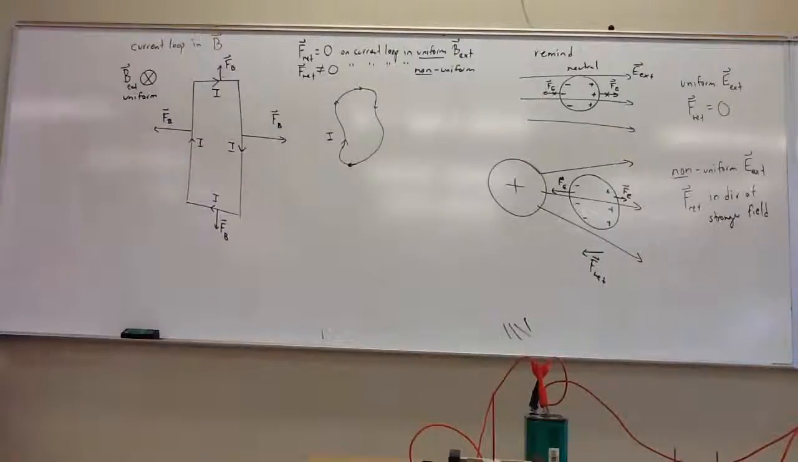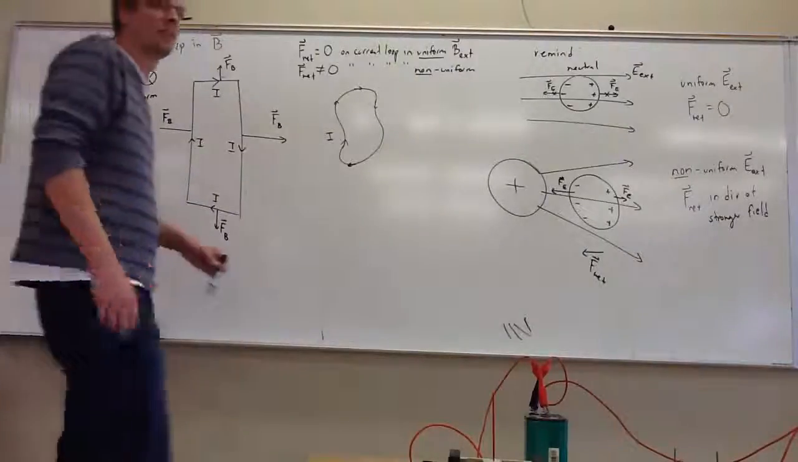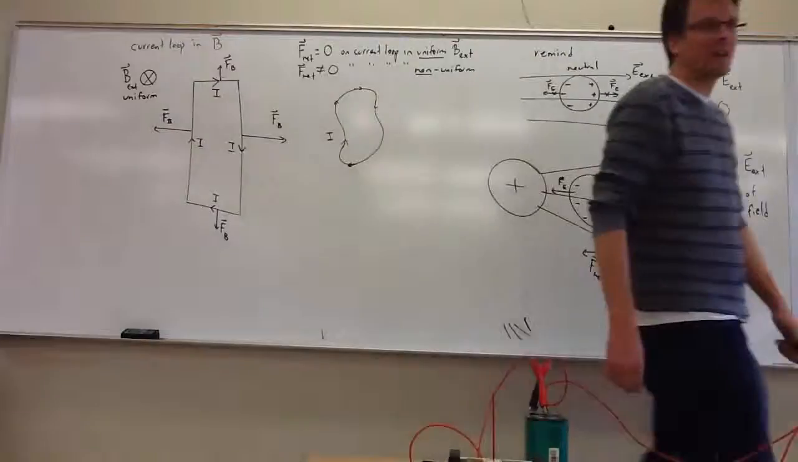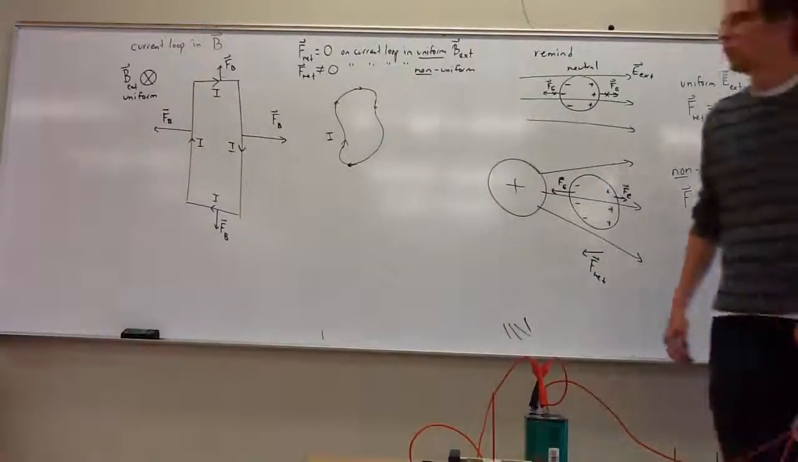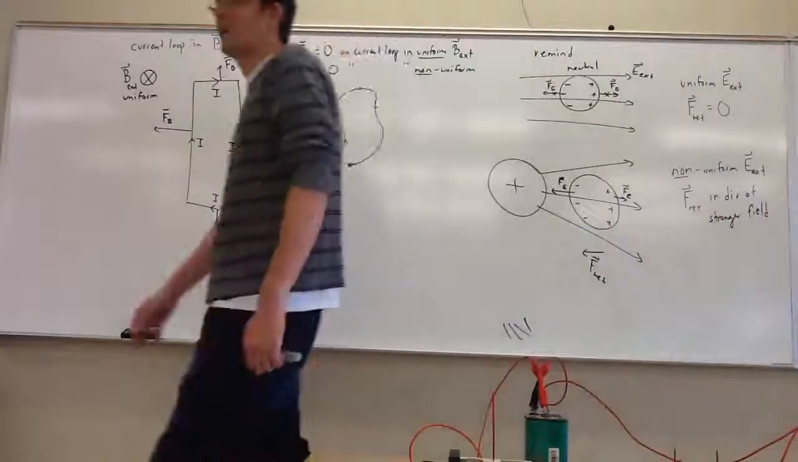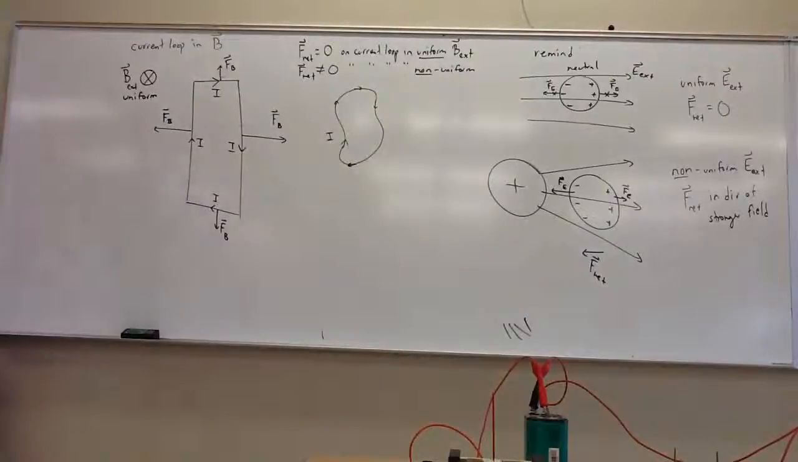So again, the net force will not be 0 on the current loop in a non-uniform field. So we'll get to that in just a bit, watching the current loop get dragged around in a non-uniform field, but for right now I want to stay doing the uniform field. And the reason why is that there is going to be plenty of action in just plain old uniform field.